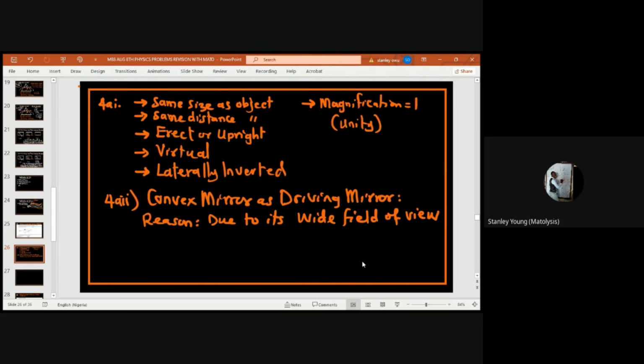If this is a convex mirror, you can stay anywhere and still see what you want to see. Wherever you are as an observer, let's say this is your eyes here, or this is your eyes here, you can always monitor the image. So that's the advantage of using convex mirror as a driving mirror. In fact, it's also the same reason we use it for security purposes in the supermarkets. So the wide field of view is a perfect advantage.